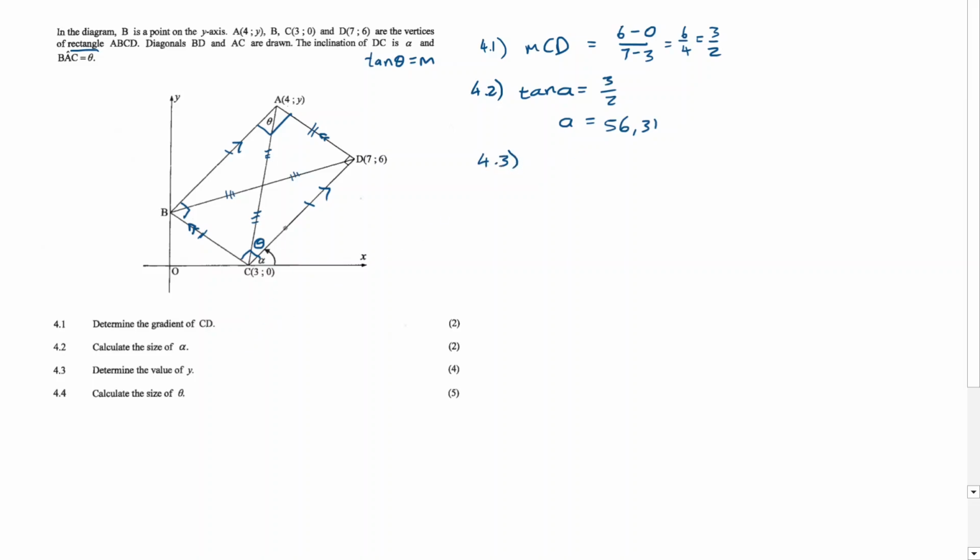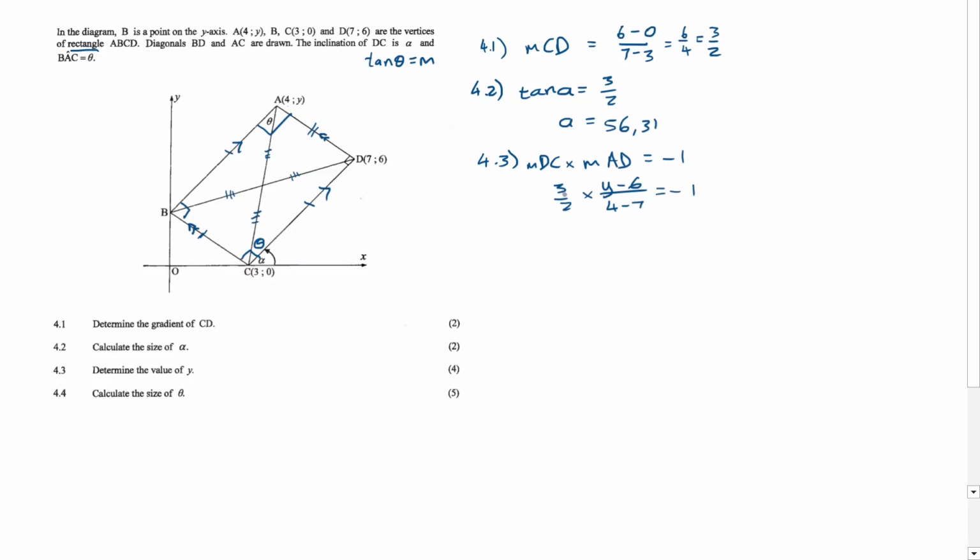Determine the value of y. So y is stuck up here, but I know that these two are perpendicular, and so if I have a perpendicular, that means that the gradient of DC times the gradient of AD should equal -1. I know the gradient of CD, I've just worked it out. And the gradient of AD, I can work out. It's not going to be pretty yet, but it's the change in y over the change in x.